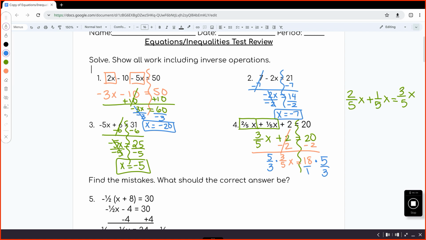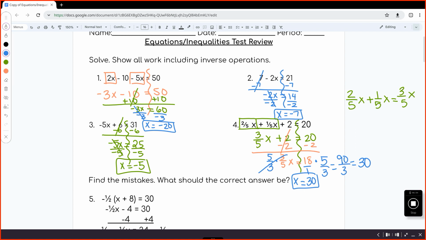All right, you're going to put 18 over 1. These are going to cancel because you get 1x, which is what we want. So we get x is equal to 18 times 5, which is 90, over 1 times 3, which is 3. And now you can do 90 divided by 3, and that gets you 30. So here our answer is x is equal to 30.